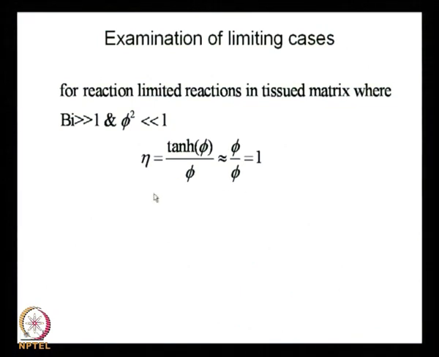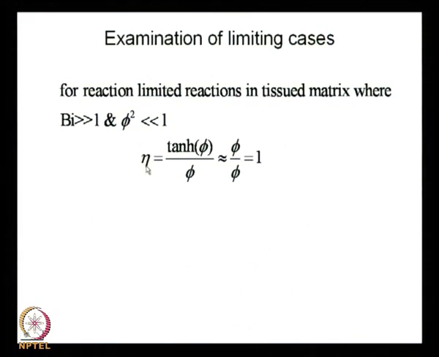When you have 3 processes in the system, in order to call a system completely limited by one of the processes, you have to show that that process is smallest of all 3, okay. Is it clear? So, that is why you need 2 criteria, one is Biot number much greater than 1, another one is phi square much smaller than 1, fine. So, once we have done that, now we can make the approximations.